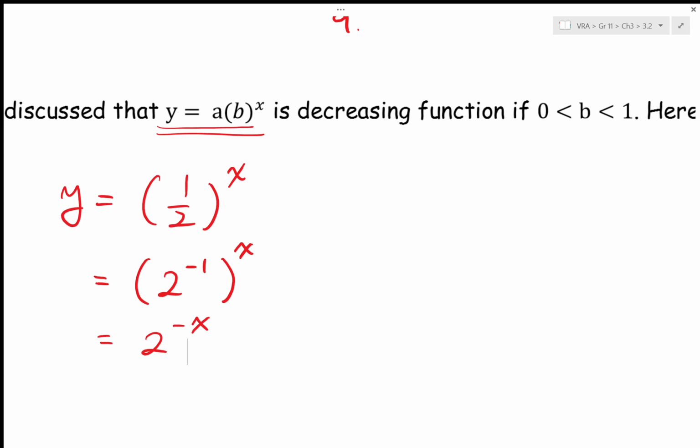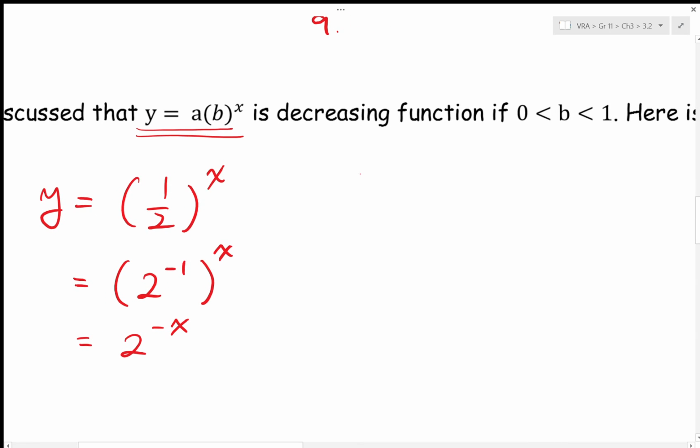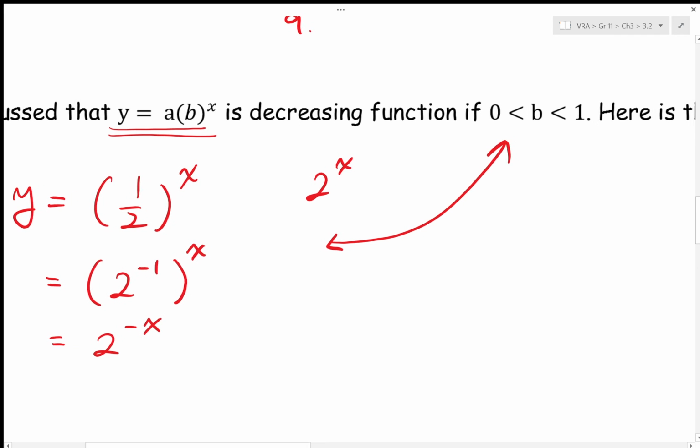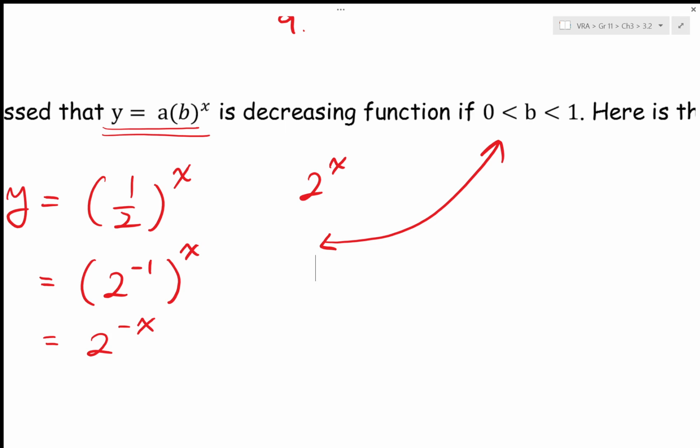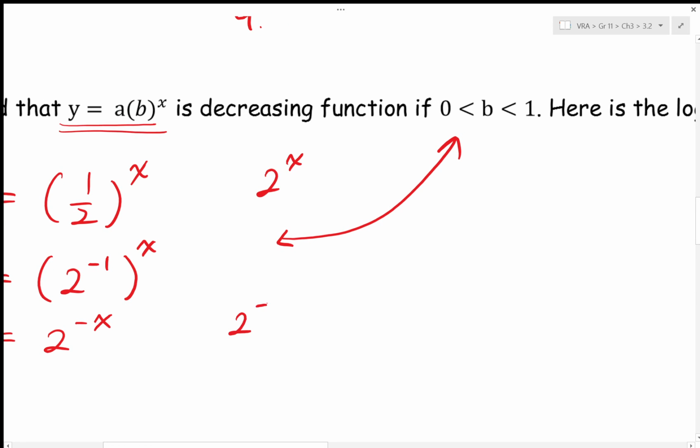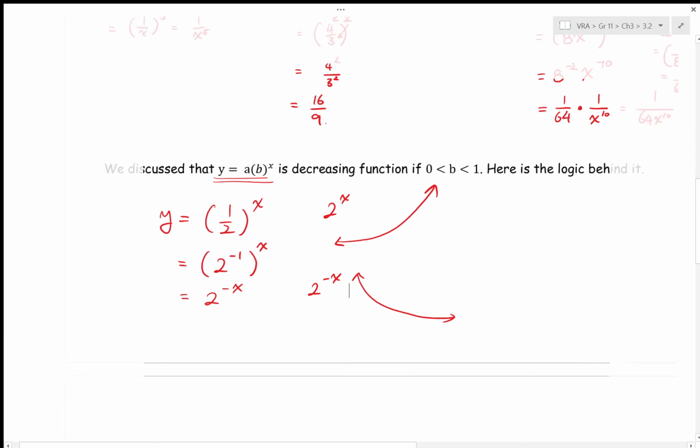Now, remember that 2 to the power of x looks like this, right? Using the transformation that we learned in the last unit, the negative sign that's applied directly to the x does the horizontal reflection. So 2 to the power of negative x is the horizontal reflection of this graph. That's why it looks like this as well. So this is another reason why it looks like it, okay? Hopefully you guys get this part.